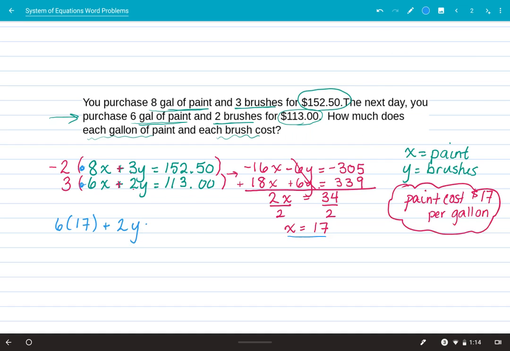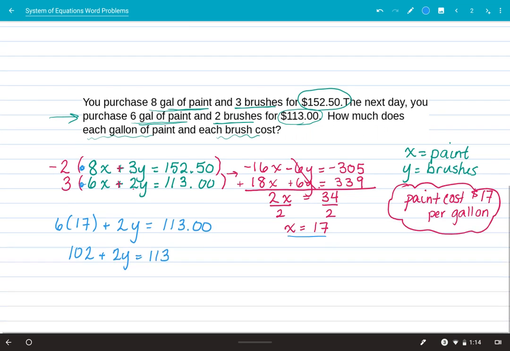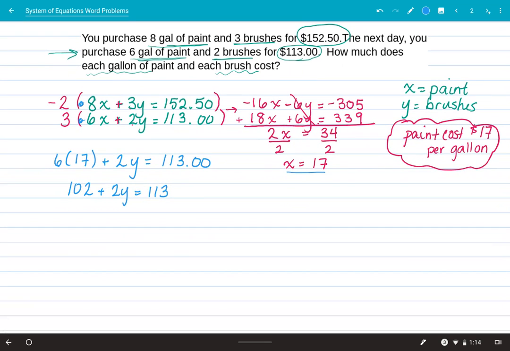And so I told you I was going to put it in the second one for me. Doesn't matter which one, you're going to get the same answer. So instead of x, I put in 17. So 6 times 17 is 102, plus 2y equals 113. And because it's .00, I don't have to put .00. I'm just going to leave it out now. And now this is a two-step problem. We're going to add and subtract, and then multiply and divide. So 102 is positive, so I'm going to do the negative. Cross this out.